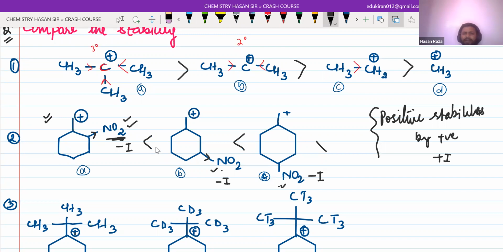So you can remember it like this. Positive will be stabilized by positive. Positive will be destabilized by negative. Or you can also do it like this. Negative will be stabilized by negative. Is that clear? Can I change the slide?